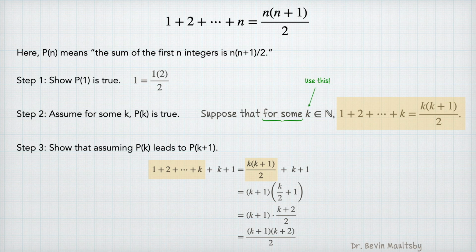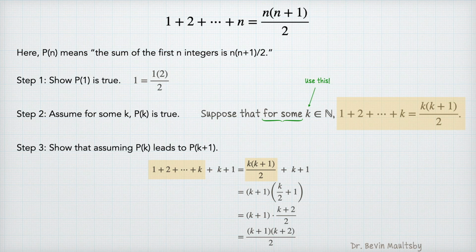What I did on the second line is factor k plus 1 out from both the highlighted part and the not highlighted part. But there are other ways you could have done that. You could have just gone straight to a common denominator. Whatever algebra you do, it should lead you to the expression k plus 1 times k plus 2 divided by 2. And that is the correct right-hand side for the statement p of k plus 1.